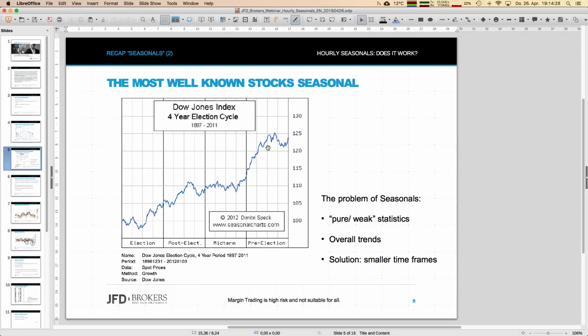Solution? You go for smaller time frames or other kinds of seasonals, like we did already for the DAX seasonal, because there we investigated the individual day of the week, and we have 52 weeks. That means we have 52 Mondays, 52 Tuesdays, and so on per each year. And if we now do it for, let's say, the last 20 years, then we have at least 1,000 data points. That's much better than 25, like here.